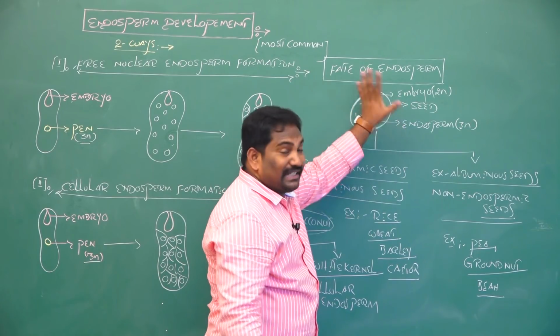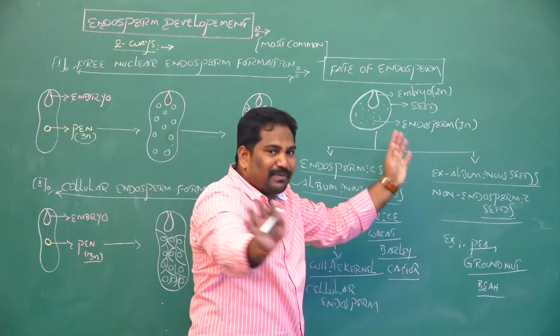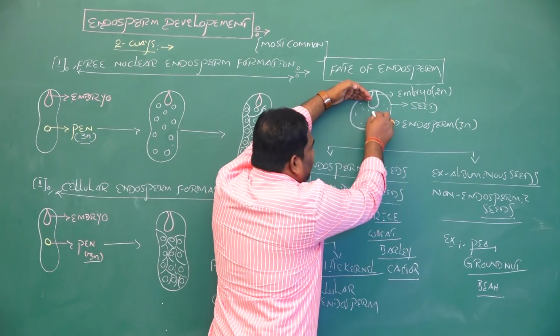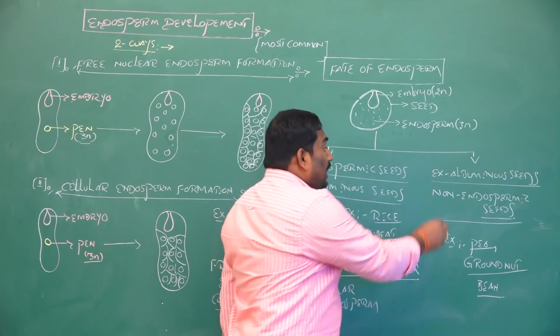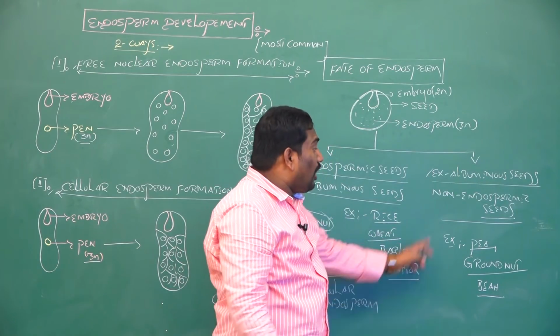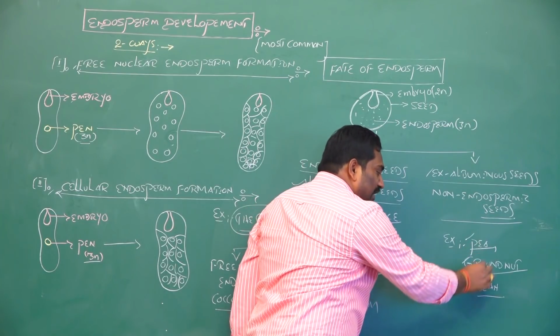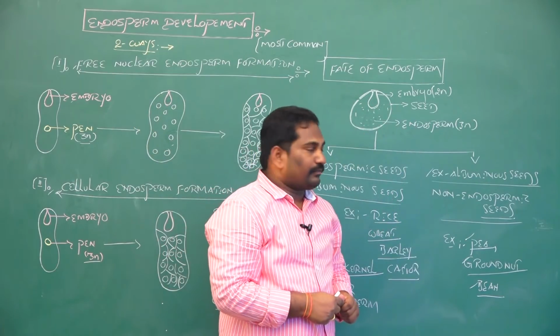But in mature seeds, before maturation of the embryo, if the endosperm is completely consumed, such kinds of seeds are called ex-albuminous seeds or non-endospermic seeds. Example, pea seeds, groundnut seeds, bean seeds, all Fabaceae family member seeds.